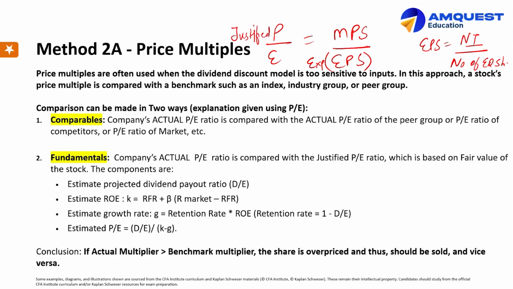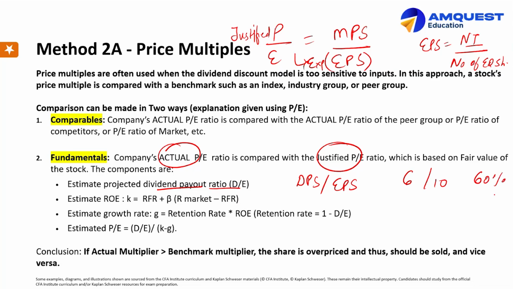So for justified PE, we take the expected EPS in the denominator. Actual PE is based on historical data. Justified PE is based on expected data. So we have to project the dividend payout ratio. It's another formula: dividend payout ratio is DPS divided by EPS. If my EPS is 10 and dividend is 6, the dividend payout ratio is 60% and the retention rate is 40%.